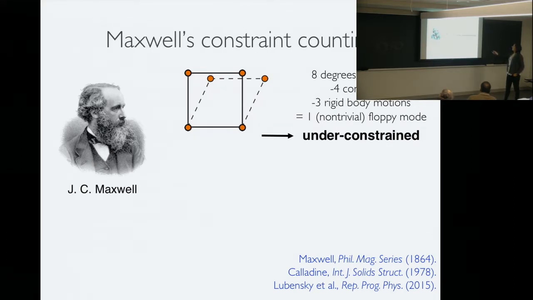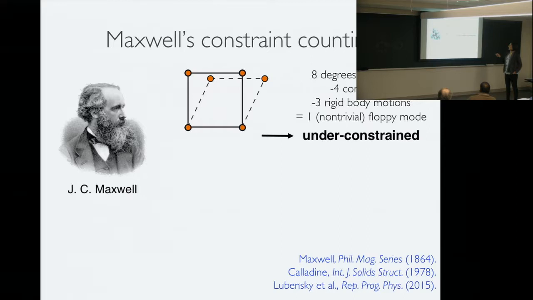Somewhat well. Okay, so when you're thinking about rigidity, Maxwell was one of the first people to think about this, and basically there's this constraint counting argument that if you look at the number of degrees of freedom in your system, in this frame there are 8 degrees of freedom, 4 points, and in 2D each has 2 ways it can move. And then there are 4 constraints. Each bar represents a constraint. And then there are rigid body motions that are possible. There are 3 of those in 2 dimensions. And that leaves one non-trivial floppy mode.